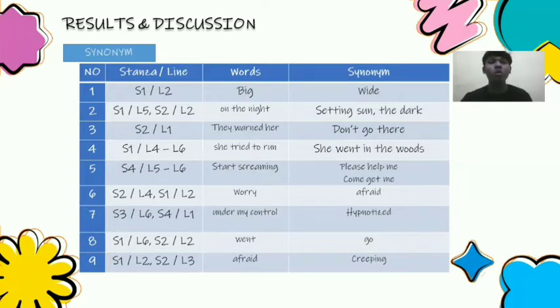Okay. So I will explain it. Here for synonym, we find 9 words. And the first is the word big.